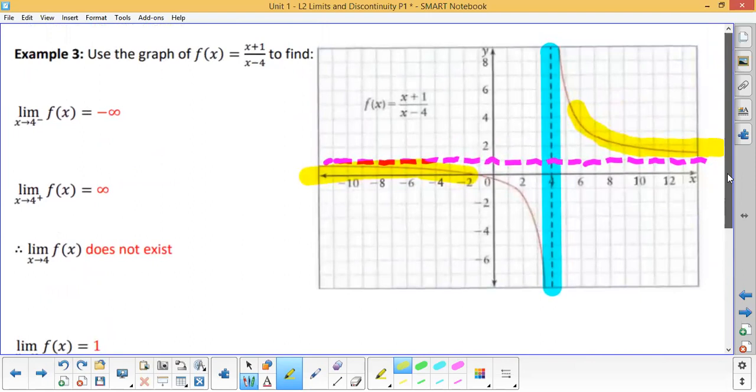And there will be a few graphs on the test. You're not going to have to draw the graphs, but you are going to have to understand how to analyze the graphs.